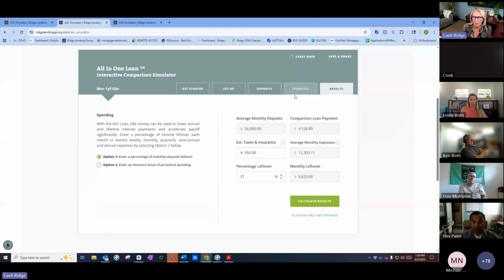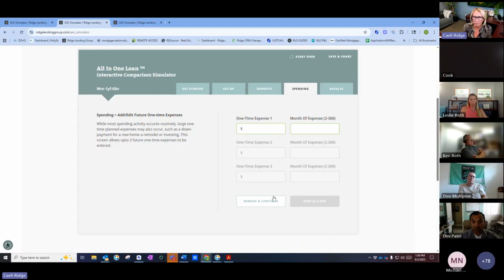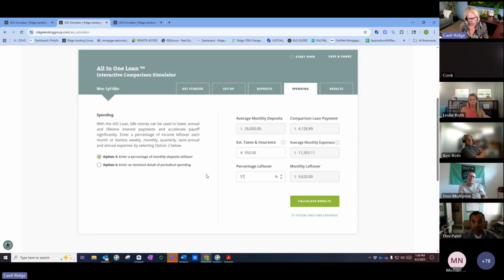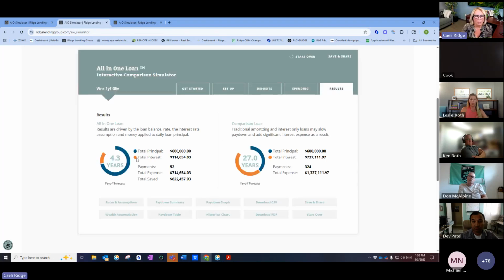Oh, let me check one thing. Hold on, guys. Just making sure. When you remove it, it changes our fields. So now we've got 4.3 years to pay off this $600,000. There's the total interest compared to what they were going to pay, et cetera. They stand to save about $622,000 worth of interest.